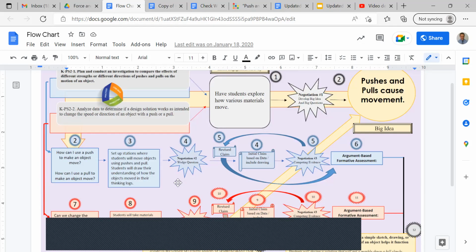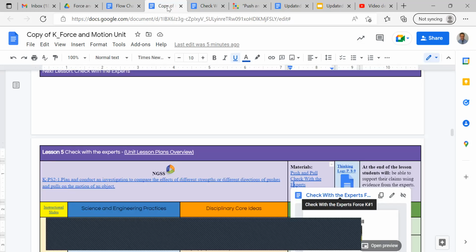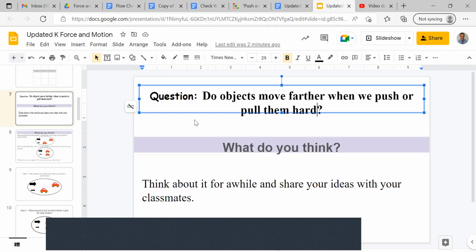So I always tell teachers to begin by just saying, why do you think it moved farther? Why did it? And hopefully they'll say we pushed it harder. Now, what we like to do with ASSIST Science is we really want to engage in really good scientific argumentation. And good scientific argumentation not only provides evidence for the right idea, it also looks at competing ideas and explains why they're not correct. So for this one, you're not going to use the thinking logs at all, but you're definitely going to use the instructional slides.